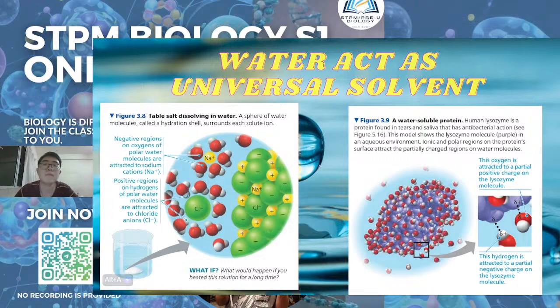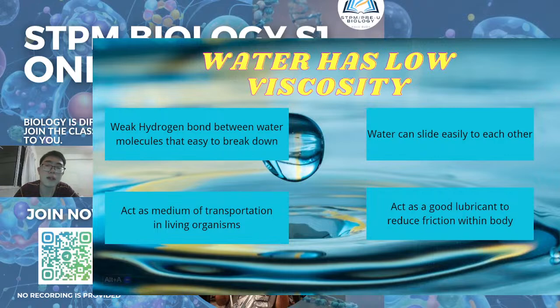Next property is that water has low viscosity. So you have to know what is meant by viscosity. If you refer to the definition, it is the measure of resistance in a liquid. High viscosity means that the flow of the liquid is very slow, like oil. If you pour oil, the flow is very slow, right? So oil has high viscosity, but water has low viscosity.